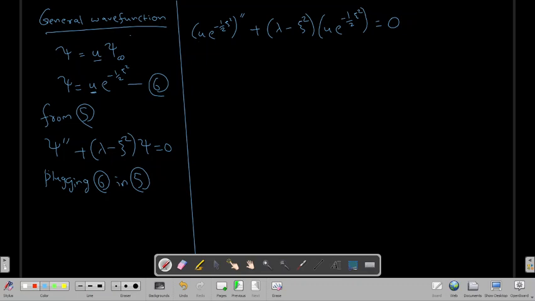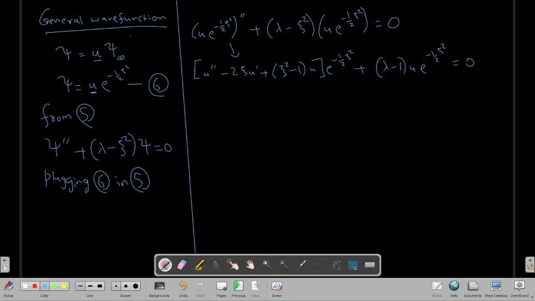So if you do this, then this thing will be like this: u double prime minus 2 xi u prime plus xi square minus 1 into u, and e to the power minus 1 by 2 xi square will be common. So this is the value of this term, and I will add also this term. So this will be lambda minus 1, into u e to the power minus half xi square is equal to 0.